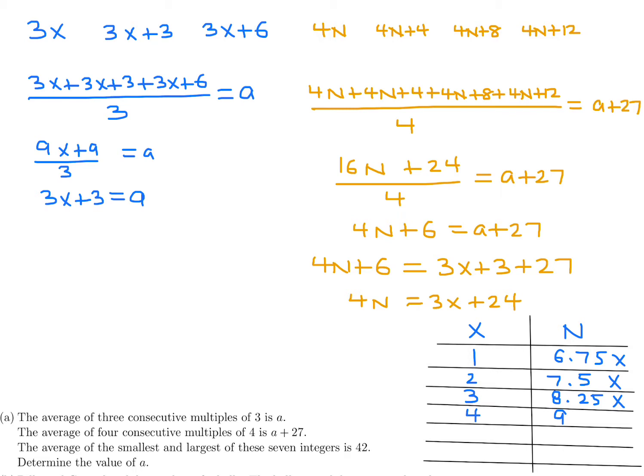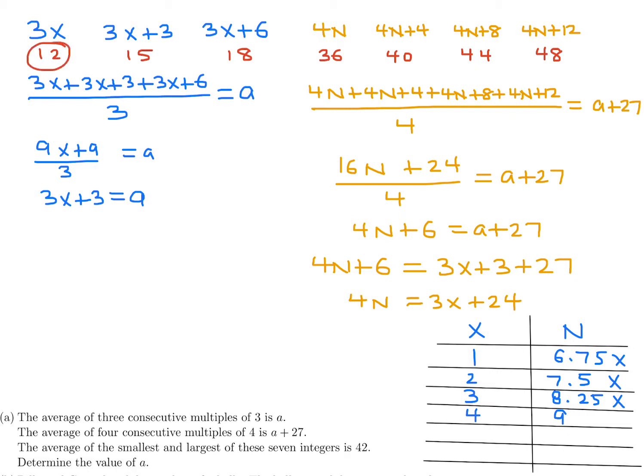So let's see if that will solve properly, if this makes sense, and in particular, the third sentence. If x is 4, then my numbers are 12, 15, and 18. And if n is 9, my numbers are 36, 40, 44, and 48. Now, this sentence has to hold true, otherwise this is no good. I got to keep going. And that is the average of the smallest and largest of these 7 integers is 42.